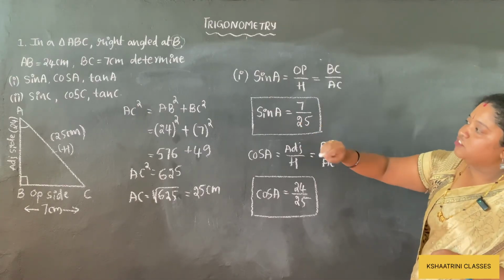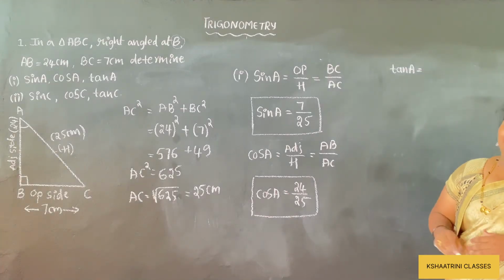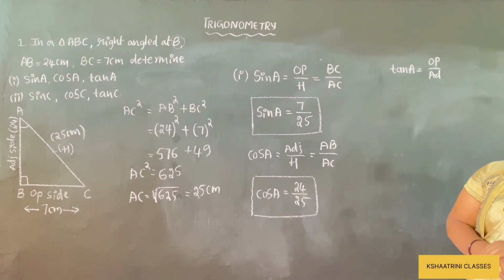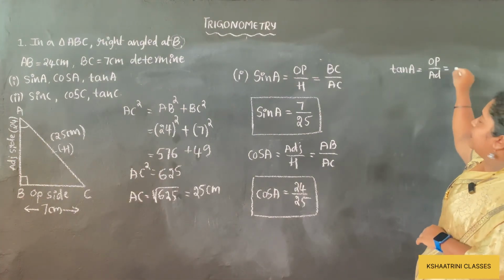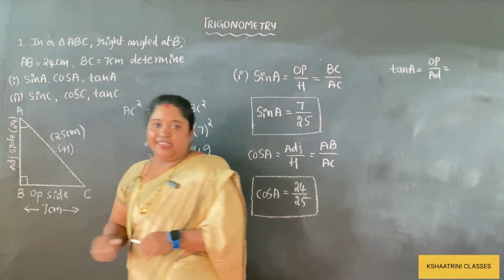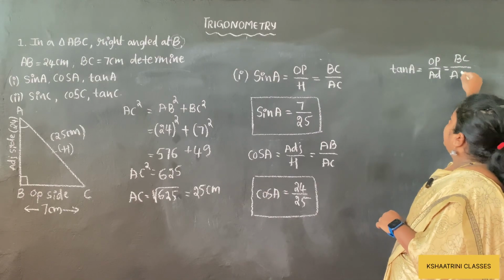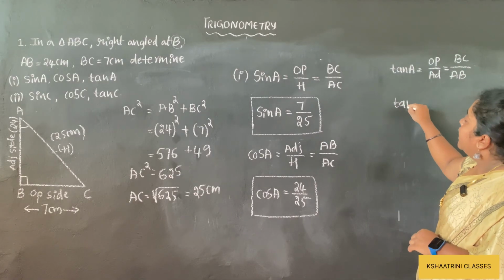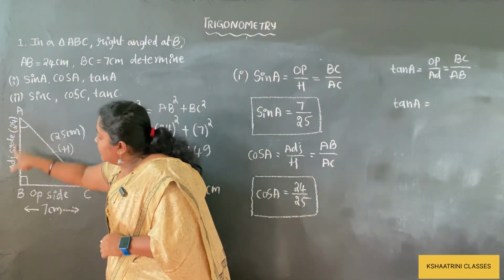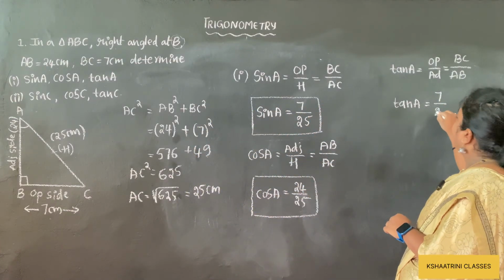Now which is the last one they have asked? Tan A. And remember the formula with respect to tan A. Tan A is equal to opposite side divided by adjacent side. Opposite is BC and adjacent is AB. So I'll be writing here BC divided by AB. Quickly we'll write the value. Tan A is equal to BC is how much? 7. AB is how much? 24. So we'll have 7 by 24.